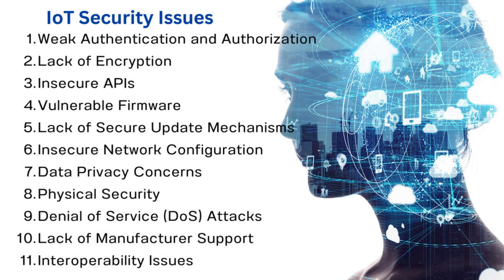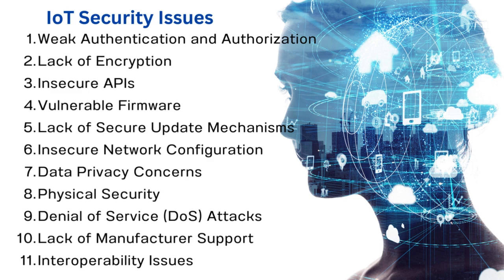Fifth one is lack of secure update mechanisms. Normally, IoT devices without secure update mechanisms are unable to receive patches for newly discovered vulnerabilities. So it leaves them exposed to exploitation and compromised by attackers seeking to infiltrate the network. And the sixth one is insecure network configuration. Poorly configured networks for IoT devices, such as open ports or default settings, create opportunities for attackers to gain unauthorized access, intercept data transmissions, or launch attacks against the devices or the network itself.